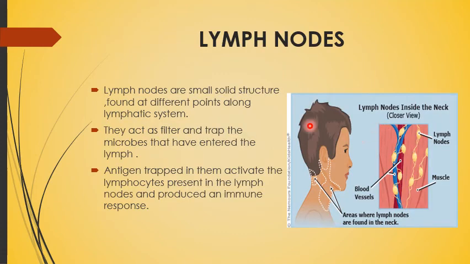The next is your lymph nodes. The lymph nodes are the small solid structures found at the different points along the lymphatic system, that is your lymph vessels, and they act as a filter and trap the microbes that have entered the lymph, which are giving infection to the body fluid. Antigen trapped in them activate the lymphocytes present in the lymph nodes and produce the immune response.